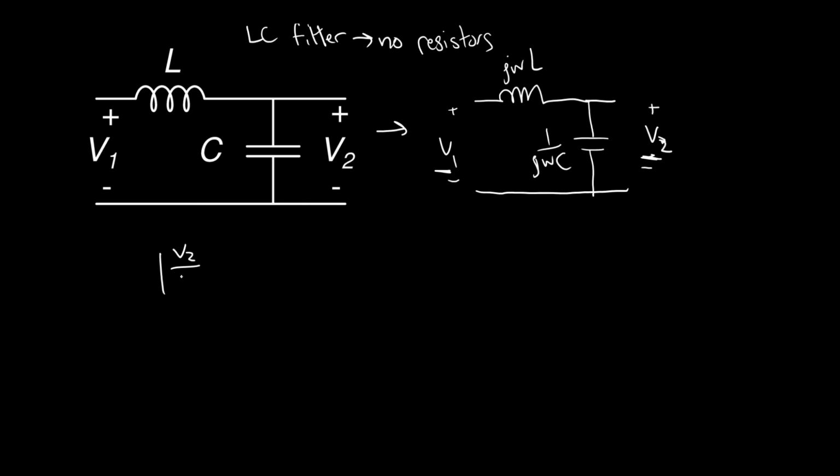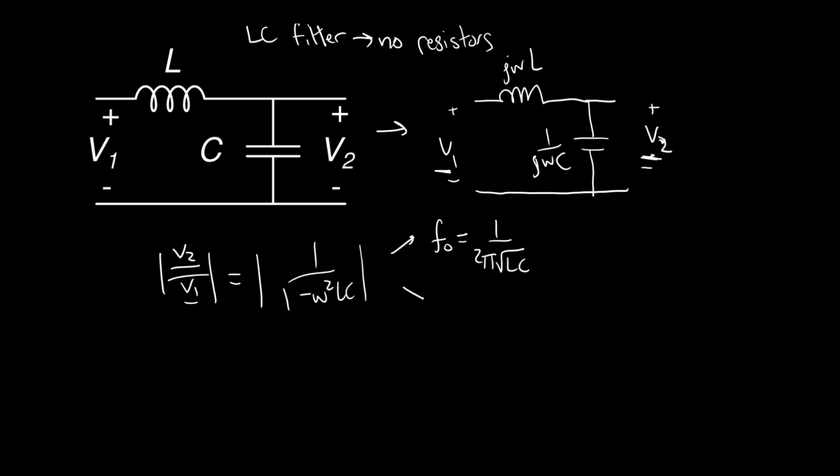And if you're thinking that it looks similar to a voltage divider or a resistive divider, it is very similar to a resistive divider, right? We have two impedances, and the output is across one element of these two impedances. So we can find a relation between V2 and V1, V2 over V1, and it turns out to be something like 1 over 1 minus omega squared LC.